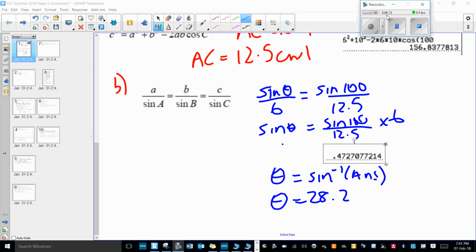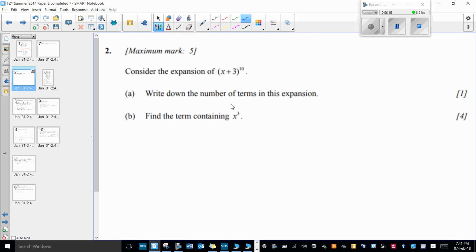That's good. Right, consider the expansion of 10 plus x, 3 to the power 10. Write down the number of terms of the expansion. They're nice easy ones. Remember that it's always one more than the power. So this would be 11 terms. Find the term containing x to the power 3.